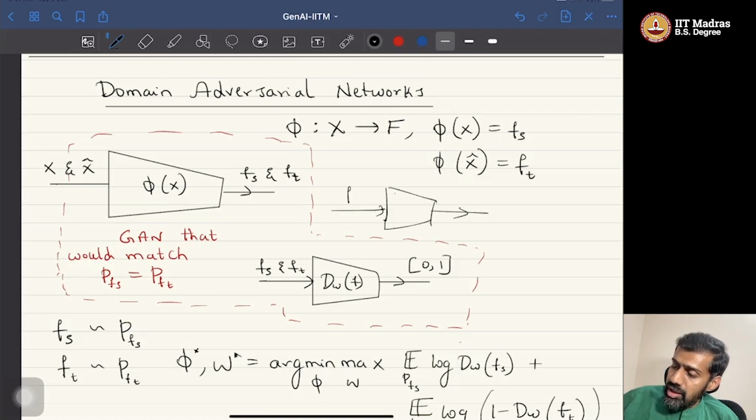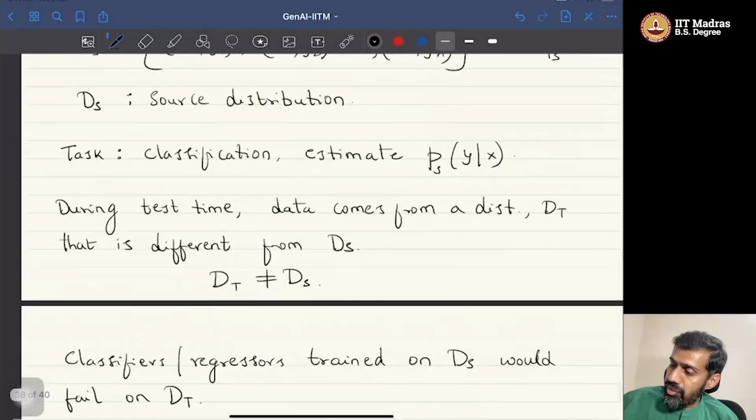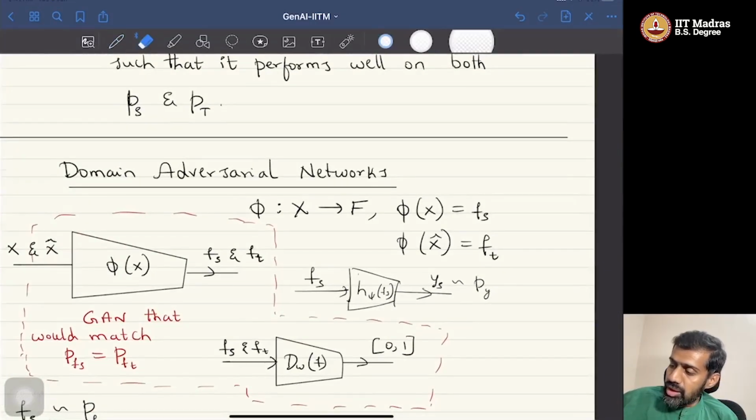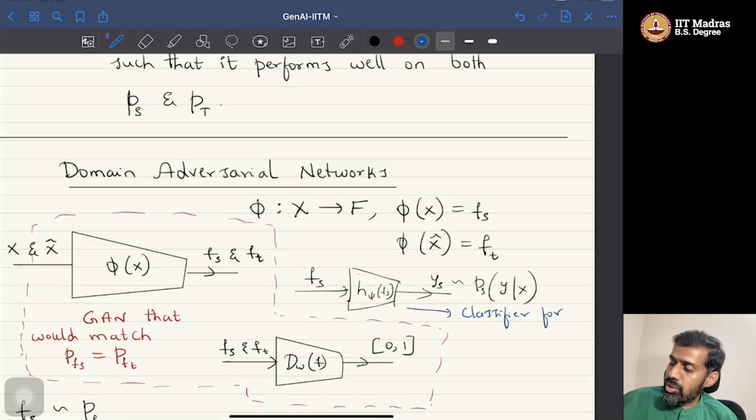So this classifier only takes features from the source distribution. Let's call this H psi, that will take fs and gives you labels from the source distribution. So this is estimating the posterior of the source labels given the source data, p psi of y given x. This is simply a classifier for the source distribution. So we have a classifier for the source distribution.